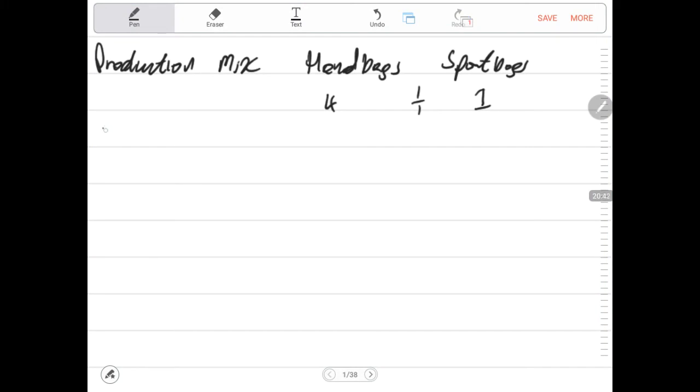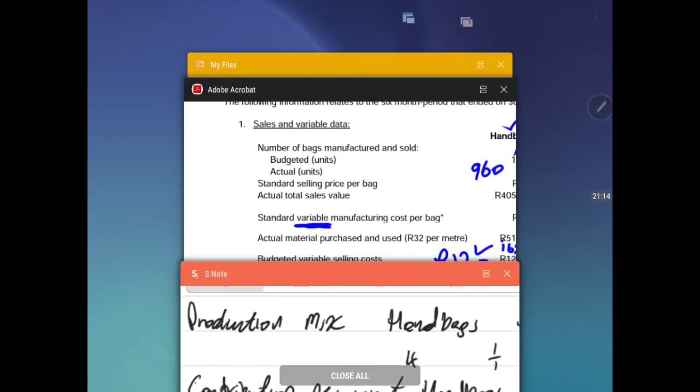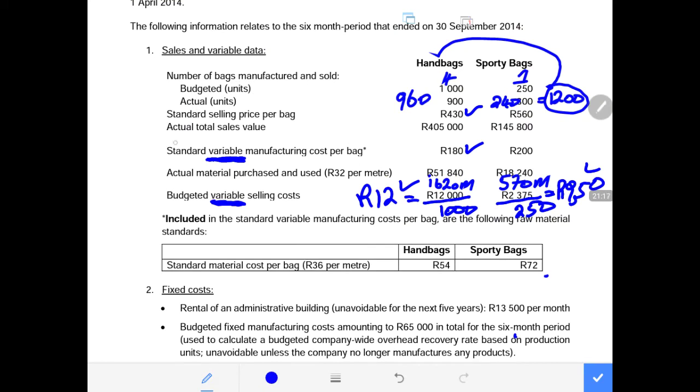So now we are calculating the contribution per unit. These are just the workings, contribution per unit for the handbags, and also for the sport bags. We have our selling price. Our selling price, it is 430, and our selling price, it is 560, if my memory still serves me very well. We have budgeted actual selling price, budgeted selling price, standard selling price per bag 430 and 560.